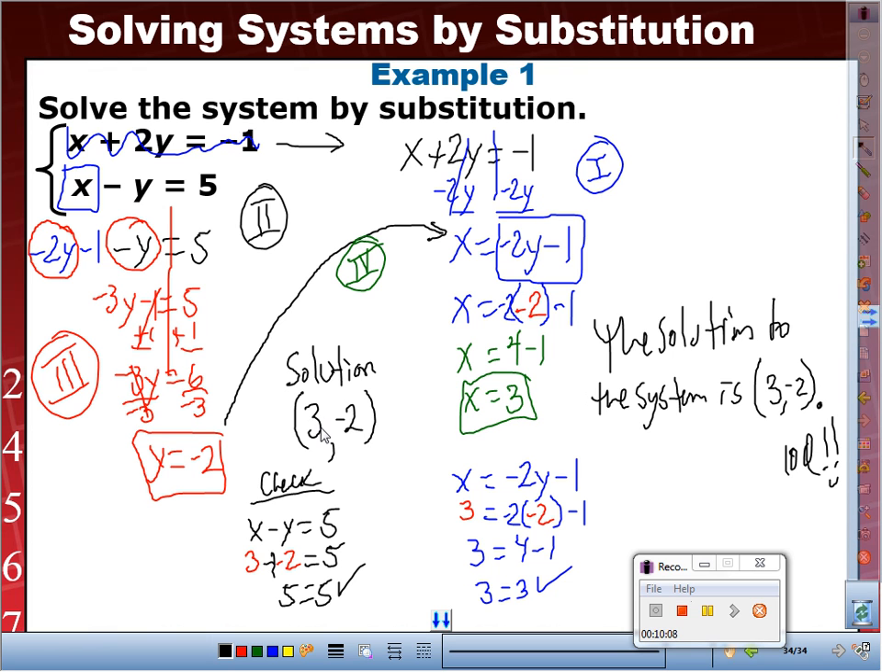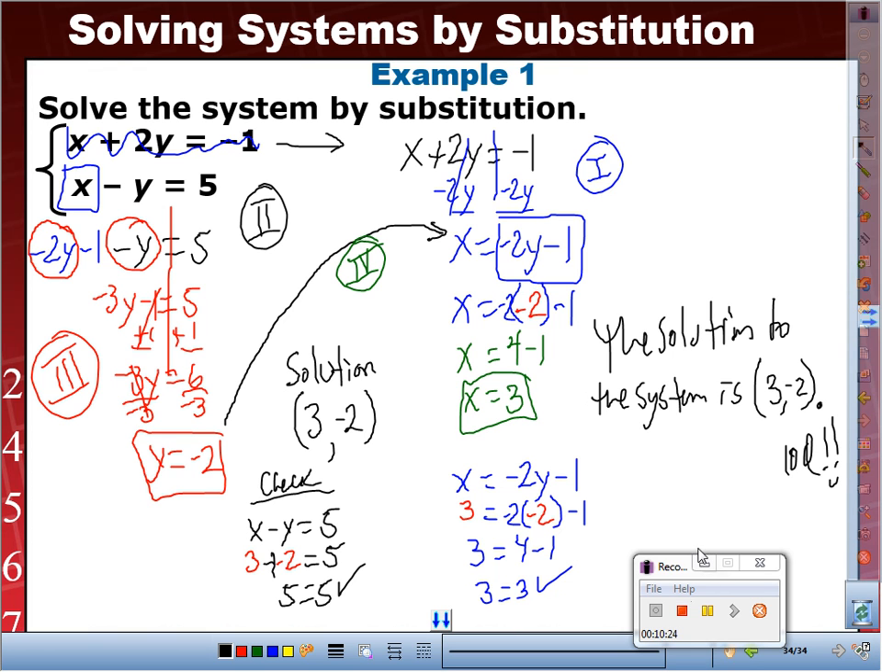Why is this a solution, guys? Because after we check, it makes both equations what? True. What if we were to graph this? Why would that point be a solution? Because that's where what? Both lines intersect. Everybody with me? See where I'm going with this? Hint, party, solve a system 3 different ways. Boom.